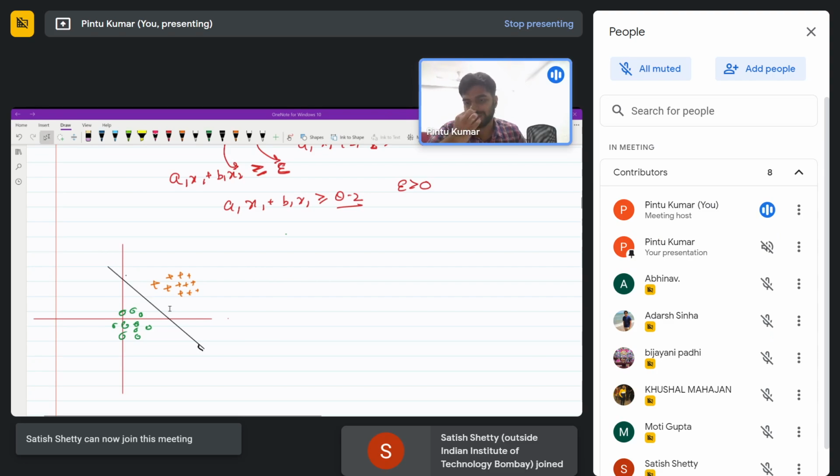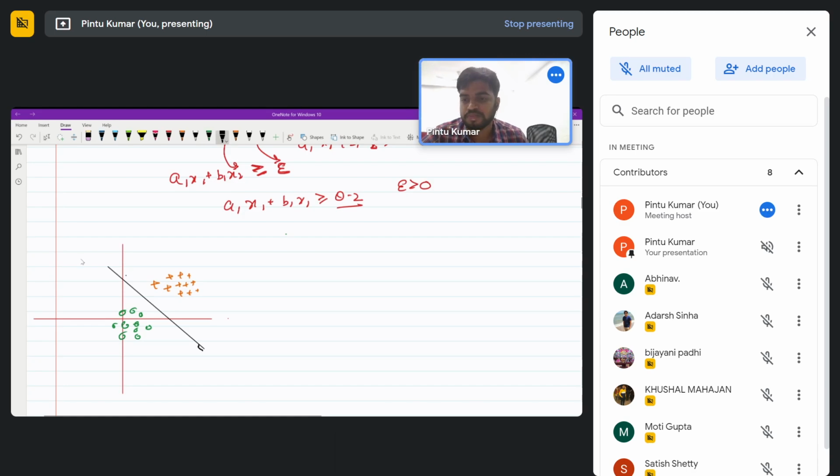Okay. So this line gives you W transpose X minus B is equal to 0. This particular line has this equation. And these points on the right side have W transpose X minus B strictly greater than 0, because none of the points is lying on this line. Everything is on the right side of this line.